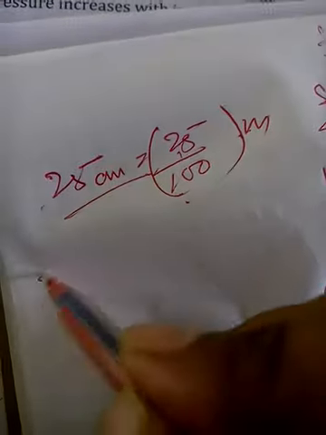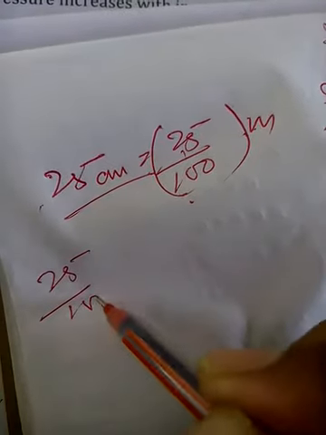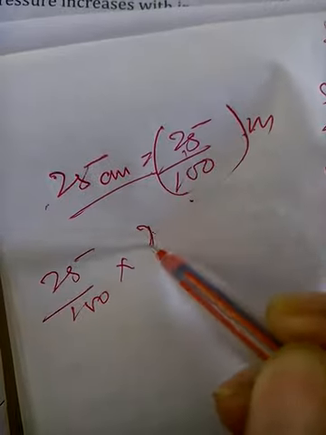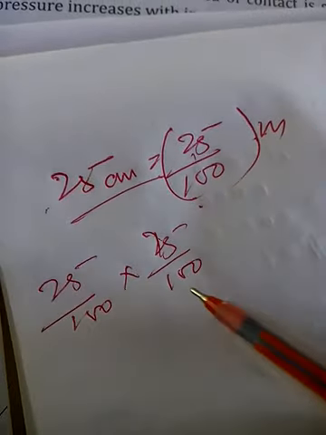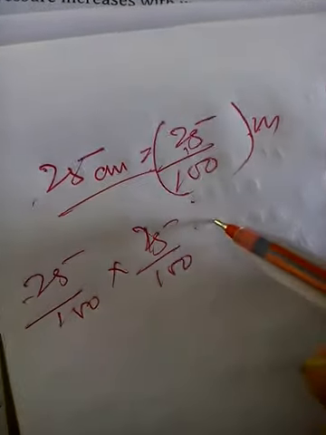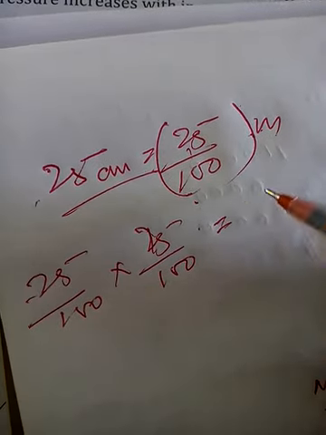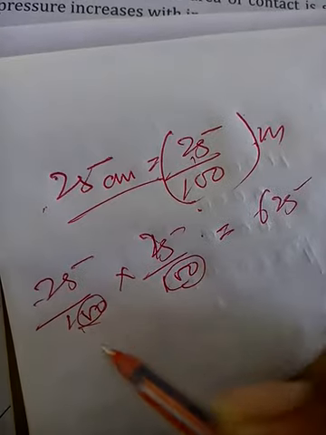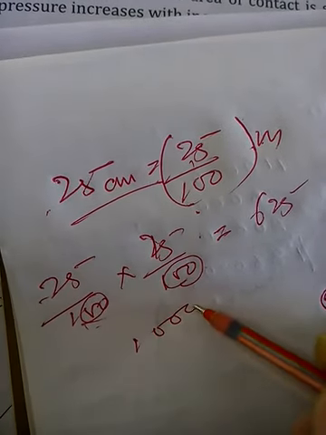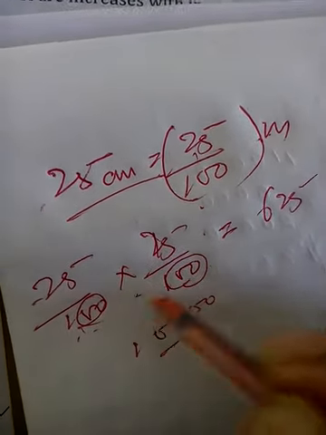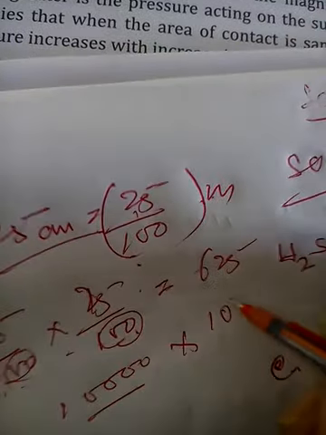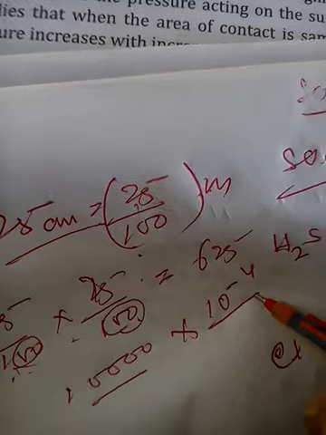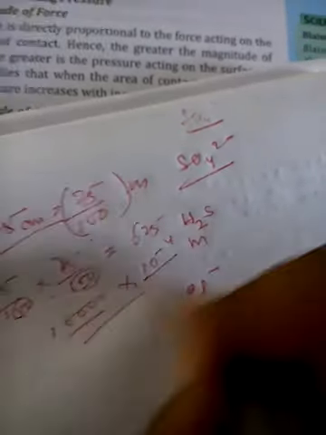Now what are we doing? 25 by 100 into 25 by 100. So 25 into 25 is how much? 625. Now how many zeros are there? If I multiply this, I will get 4 zeros, so the 4 zeros are in the denominator. If I take it in the power, it will change to 10 to the power minus 4. Understood? So you can directly convert it like this into meter.